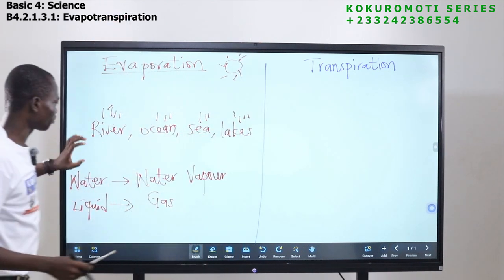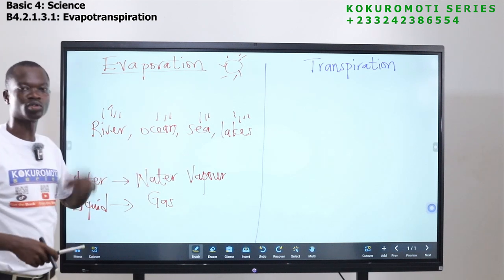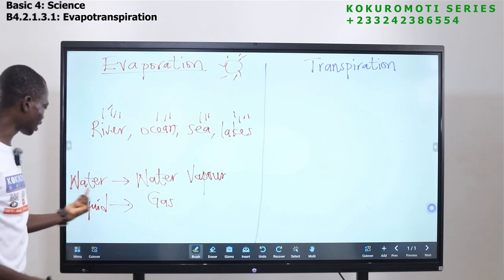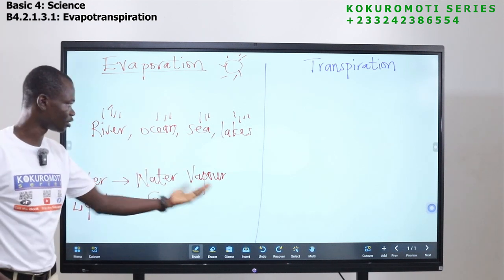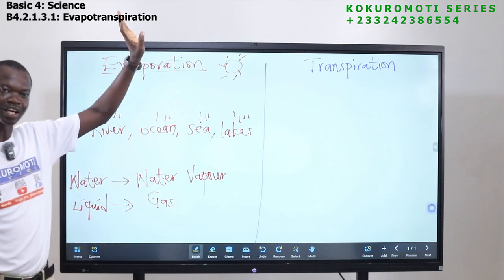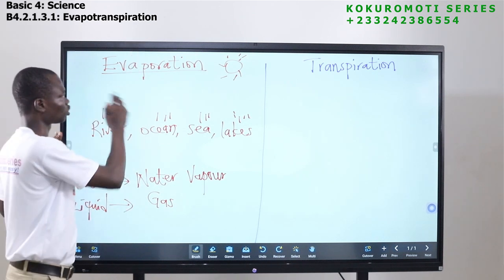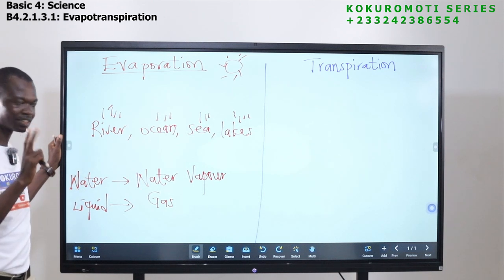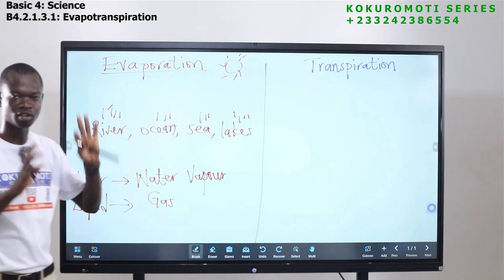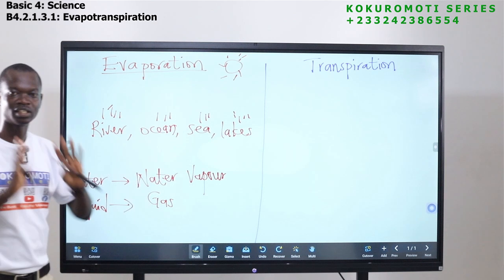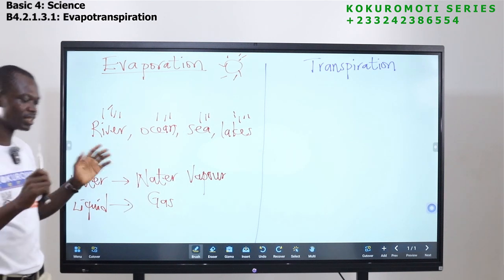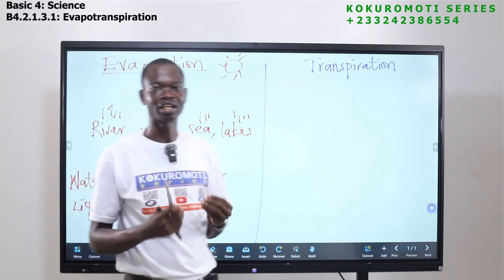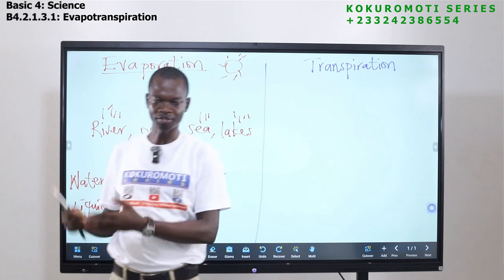So the water bodies here will turn into water vapor. So water turns into water vapor, and the water vapor goes into the atmosphere. That process is what we call evaporation. These two terms, evaporation and the other term, that is what you need to understand. So anytime you hear about evaporation, we are talking about water turning into water vapor.